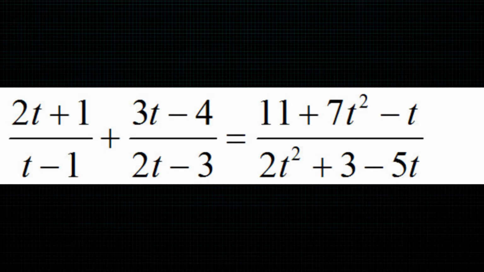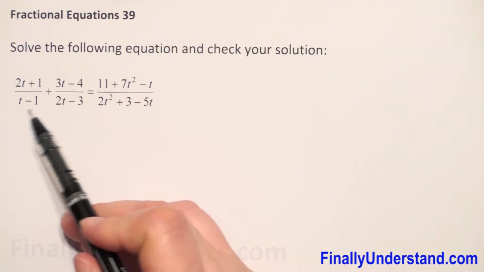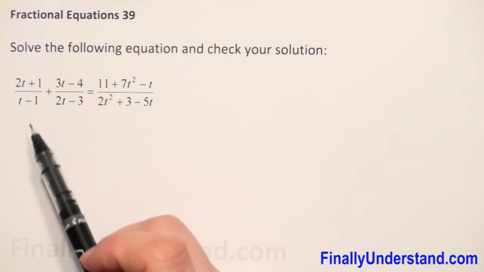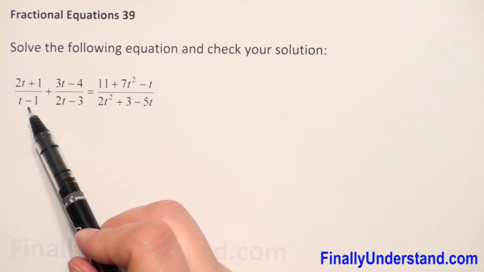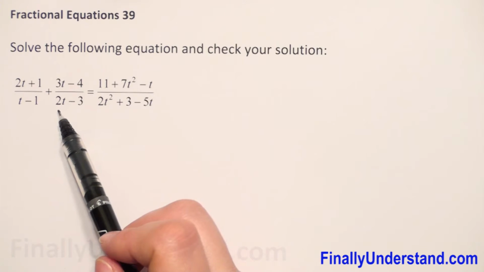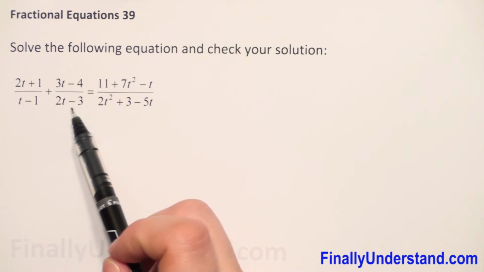We have given fractional equation. On the left side, we have addition of algebraic fractions. How do we add algebraic fractions? We need to have the same denominator. We have t minus 1 term and 2t minus 3.